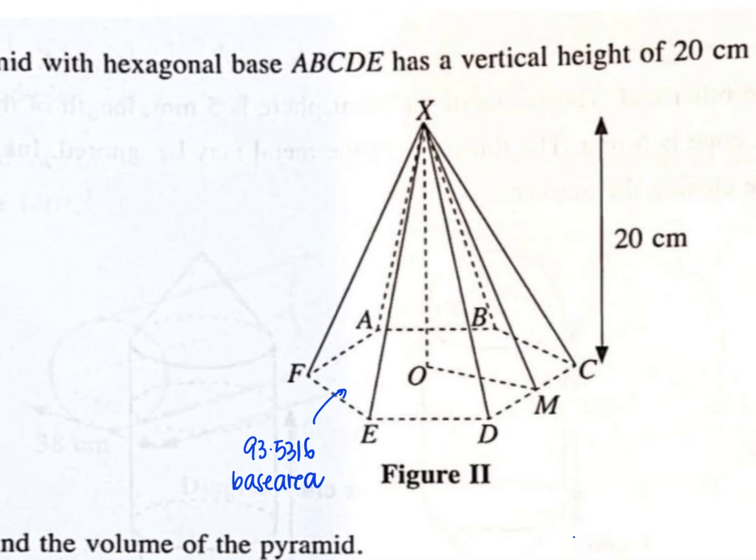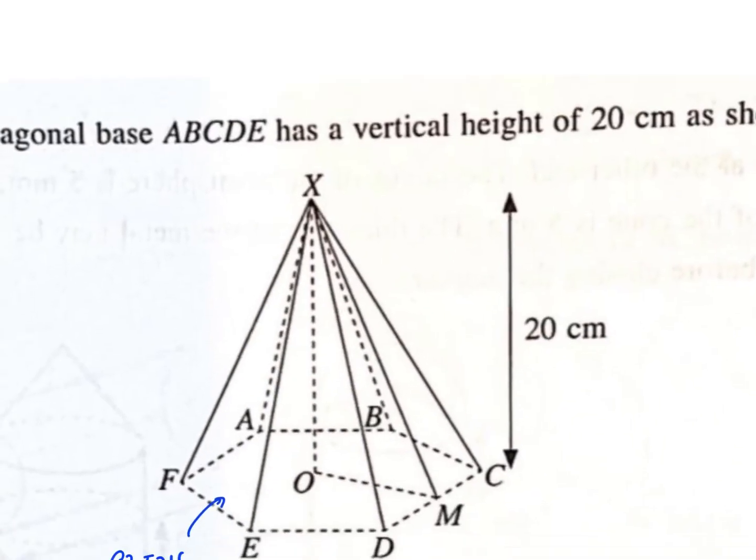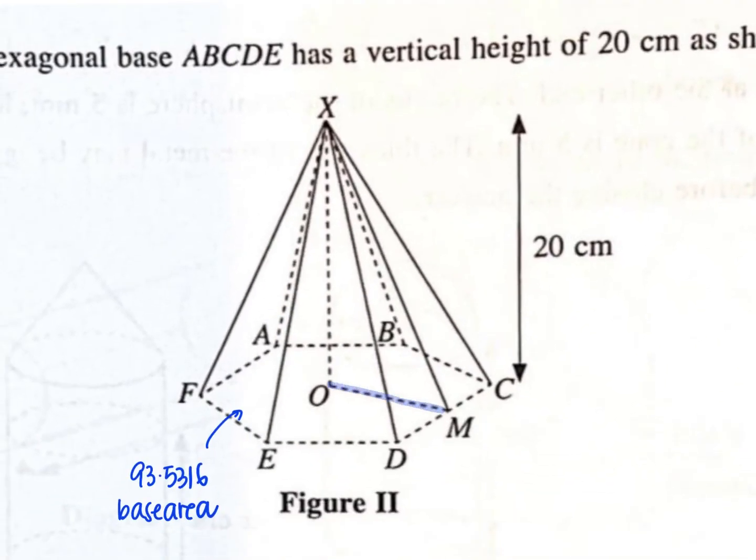Not only that, we also found the perpendicular height OM over here. This is my OM, the perpendicular height on the base. So OM is down here, which is 5.1962 that we have found. Now we know the additional information that the height over here is 20, so this height is 20 cm. What can we see? We can see that there is actually a right angle triangle over here where this is my slant height, x to m.